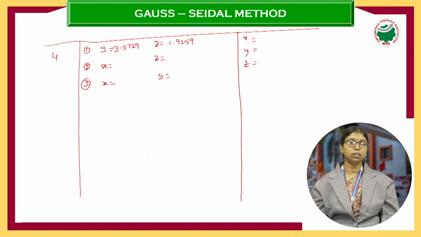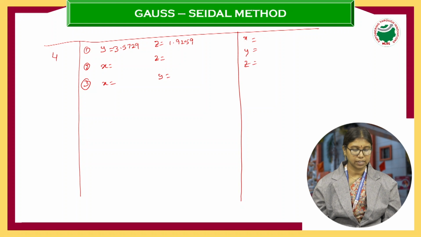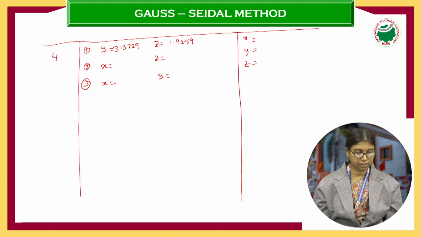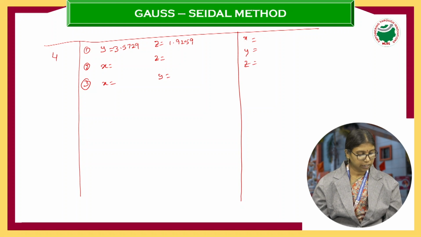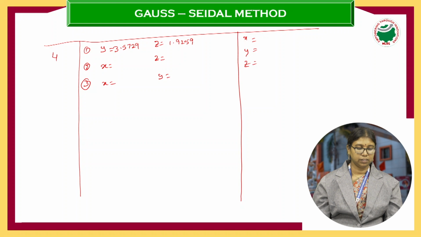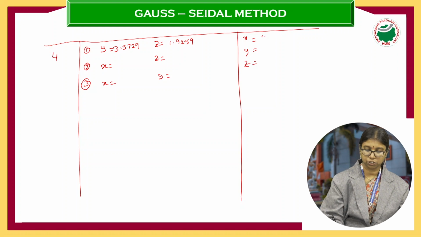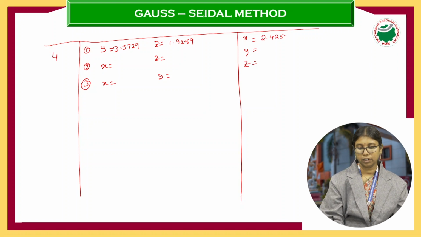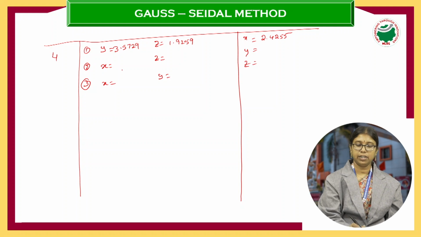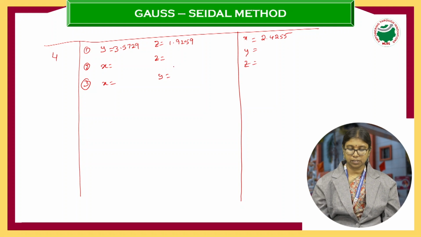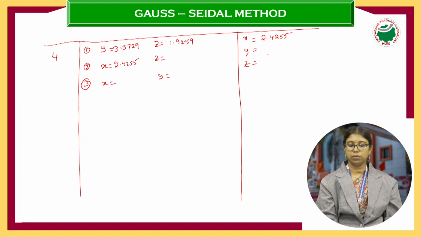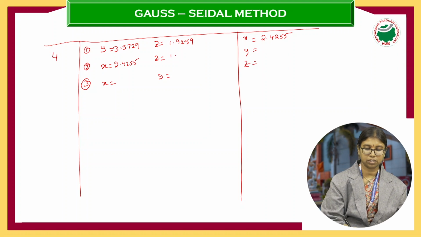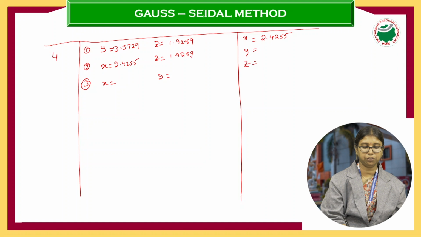Now enter these values in your calci. Y is 3.5729. Z is 1.9259. Then you will get x value as 2.4255. Next, we need x and z. So the latest value for x is 2.4255. Next, still we don't have any new z value, so the latest value for z is 1.9259.